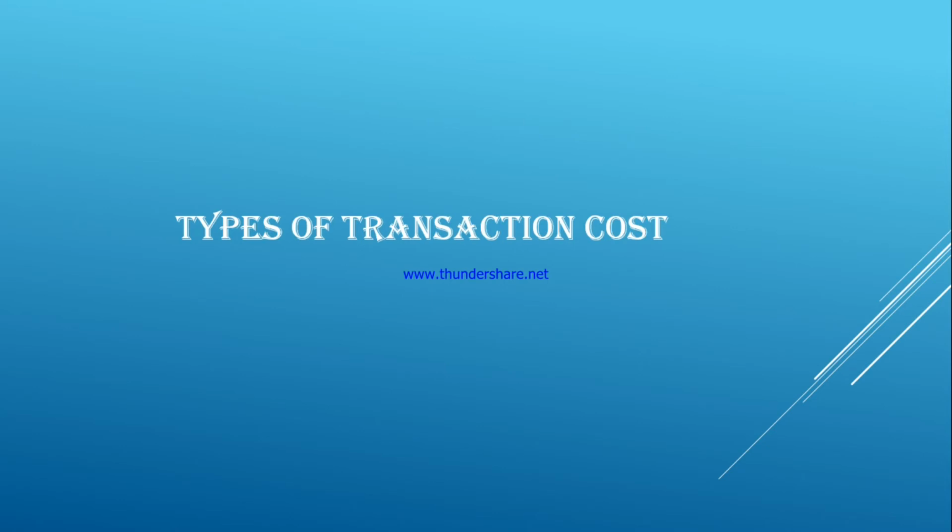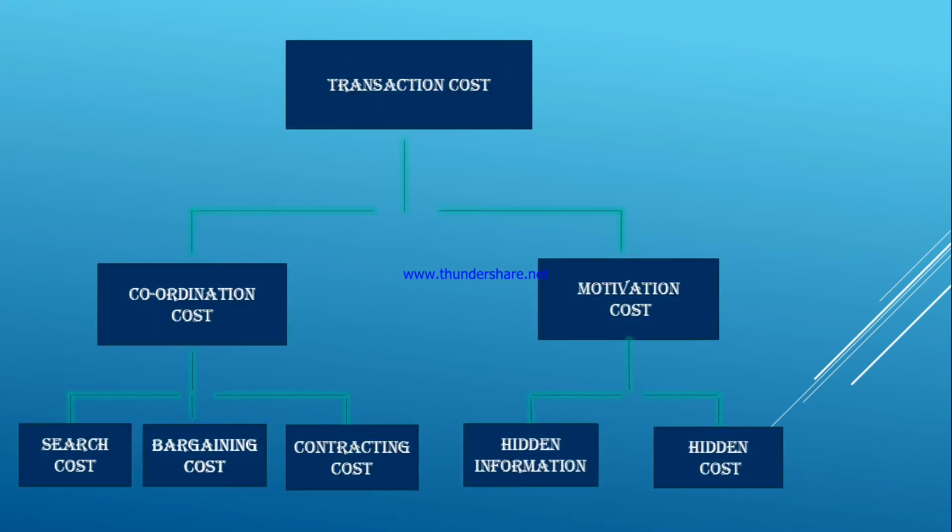To get the clearer idea of what the transaction cost is and therefore what the theory is all about, we should have a clear concept about the types of the transaction cost. As we can see from the chart, transaction cost is of two types: coordination cost and motivation cost. Coordination cost is of further three types. First type is the search cost, the other type is the bargaining cost, and the third type is the contracting cost. While the motivation cost has got two concepts of hidden information and hidden action.